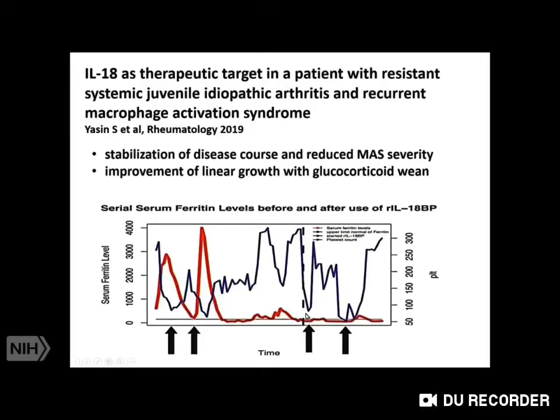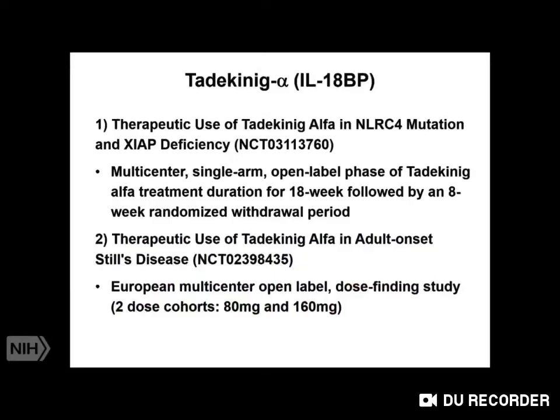However, ferritin did not increase, and in general, the MAS severity was significantly reduced, and there was an improvement in linear growth and the ability to wean to a clinically significant low dose of glucocorticoid. So this is where we are now with inhibiting IL-18 binding protein. We have an ongoing trial in patients with NRC4 mutation and XIAP deficiency that is presently enrolling patients, and this is the study I alluded to in adult onset Still's disease, which has been concluded, and no other studies, to the best of my knowledge, are being planned.